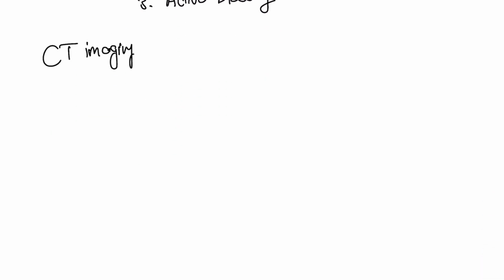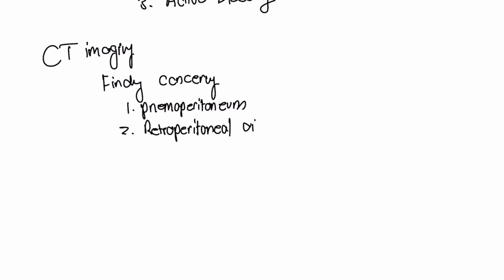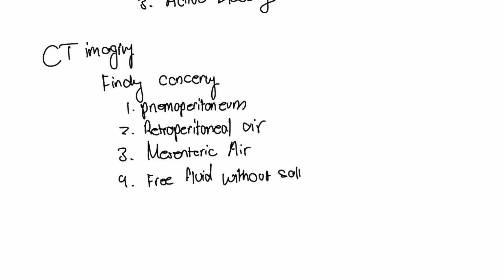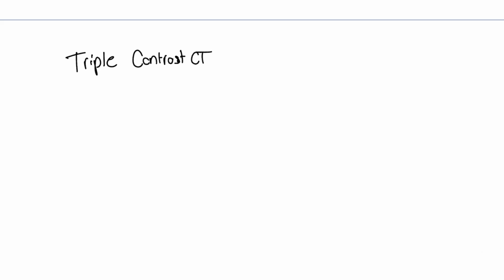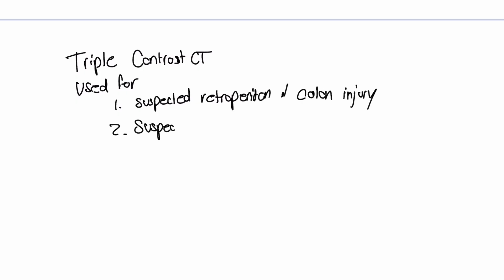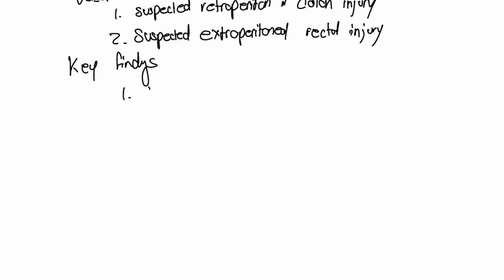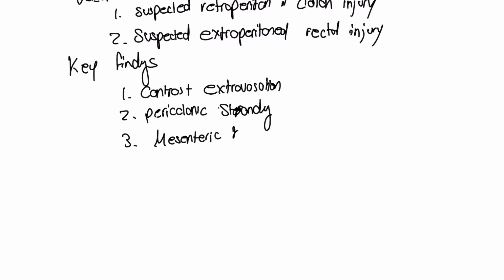But the standard, obviously, in trauma is going to be CT imaging with IV contrast. Here you may see pneumoperitoneum, retroperitoneal air, mesenteric air, or free fluid without solid organ injury. A nuance to imaging is a triple contrast CT where you use IV, oral, and rectal contrast. You can do this for suspected retroperitoneal colon injury or suspected extraperitoneal rectal injury. The key findings we may see here are contrast extravasation, pericolonic stranding, mesenteric hematoma, or even extraluminal air.